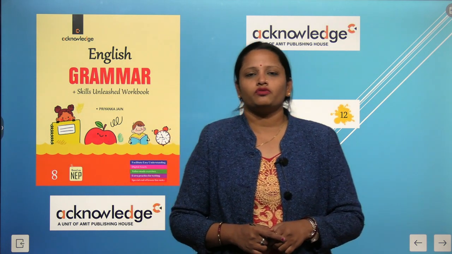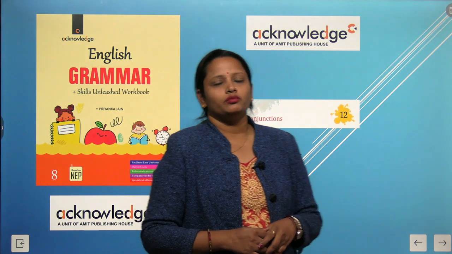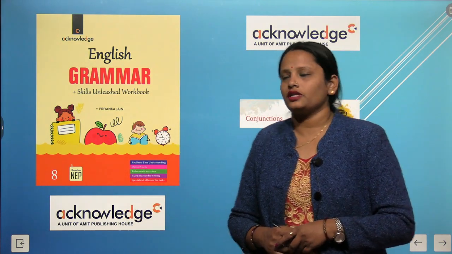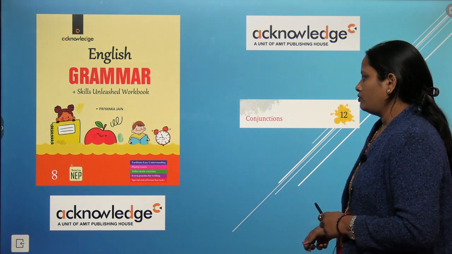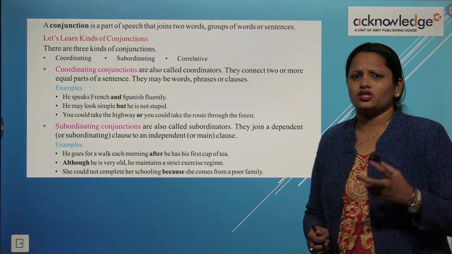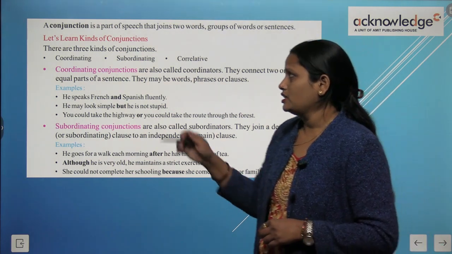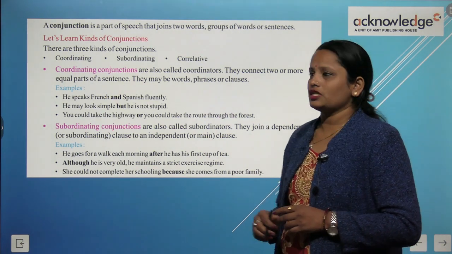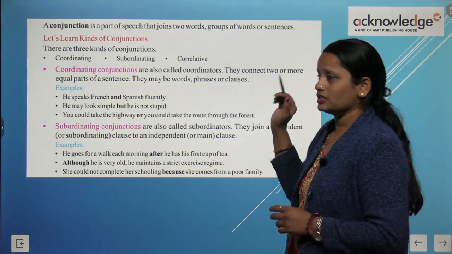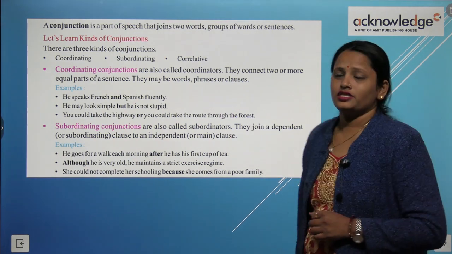So children, today we are going to do chapter number 12 of your book, and the name of the chapter is Conjunctions. You have already learned about conjunctions in your smaller classes. Here we are going to learn many new points. So let's start with the definition of conjunctions. A conjunction is a part of speech that joins two words, groups of words or sentences.